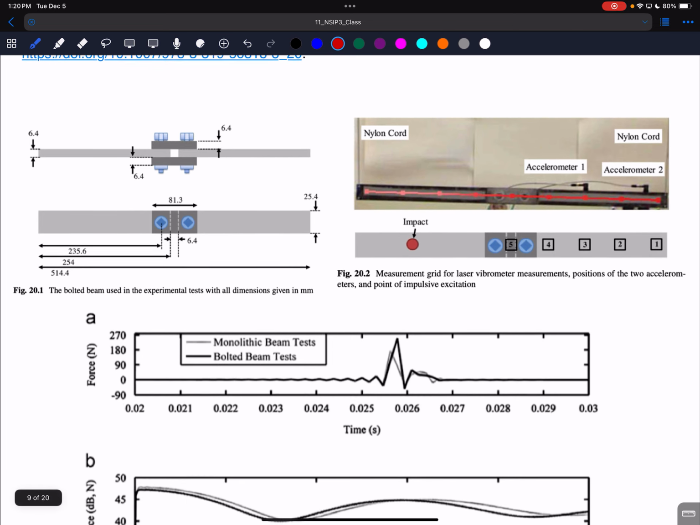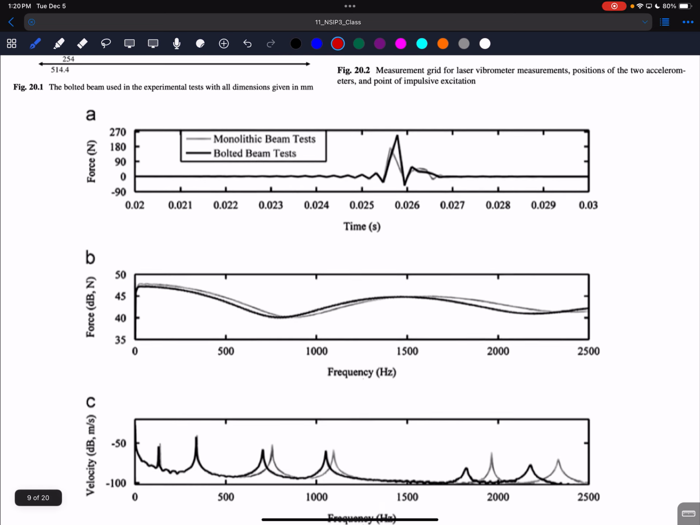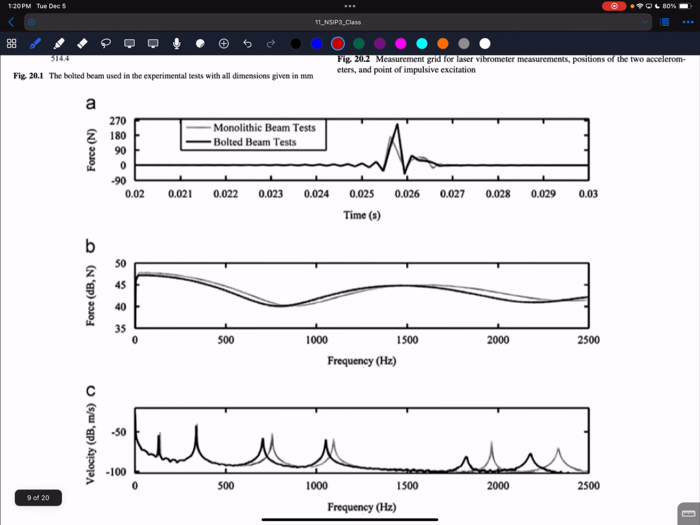Okay, so shown down here, on the top is a typical force measurement. Beneath that is the typical frequency response for that force. And then below that is the FFT of the velocity response at one of the measured locations. And so you can see that with the monolithic beam, I'm going to circle it right here. You can see a little bit here, but really you can see here and here.